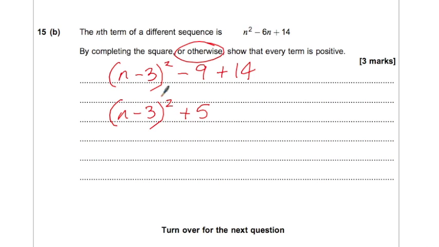So there's a couple of ways you can explain this. You can imagine the graph of this is going to be a smiley quadratic, so like a U shape, and its minimum point is going to be 3, 5. So it's going to look something like this. You could do a nice sketch for the examiner and do a little explanation. Or you could say this is something squared, so the smallest this could be is 0. And then if you add 5 to it, it's going to be positive.